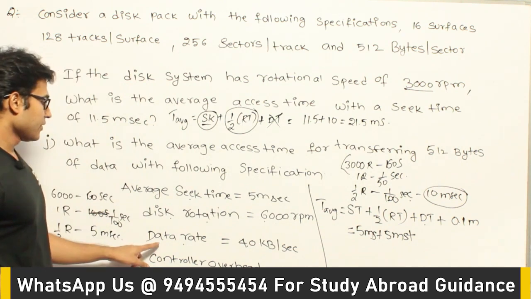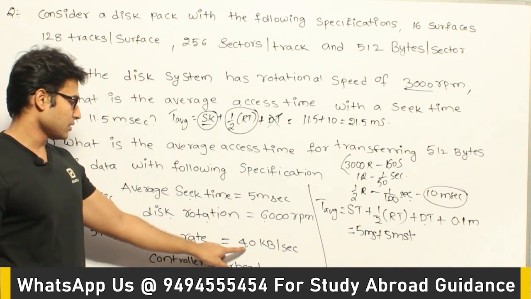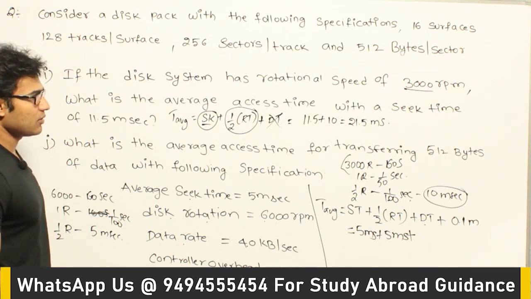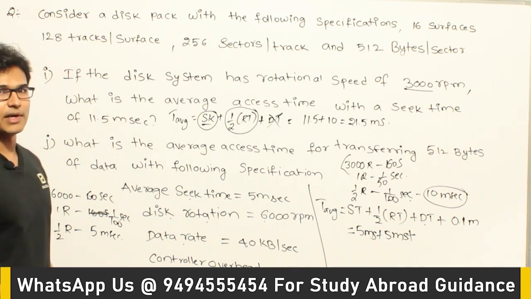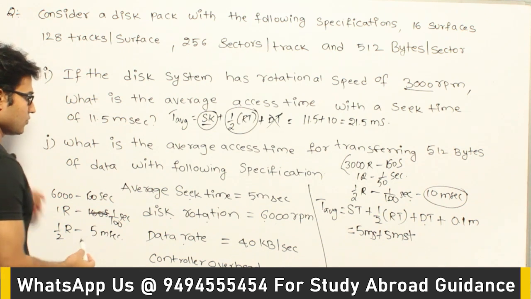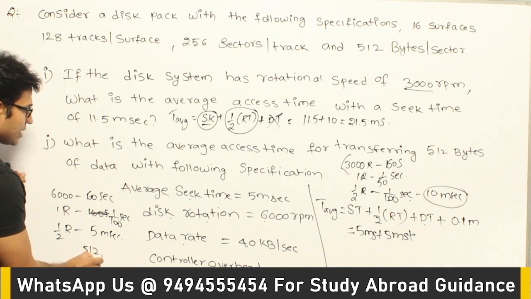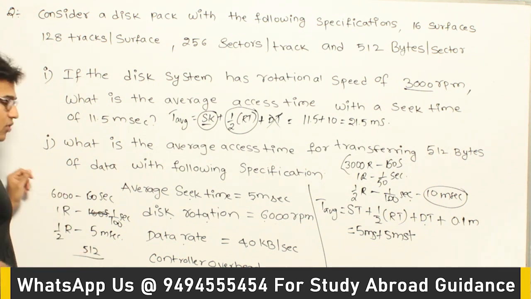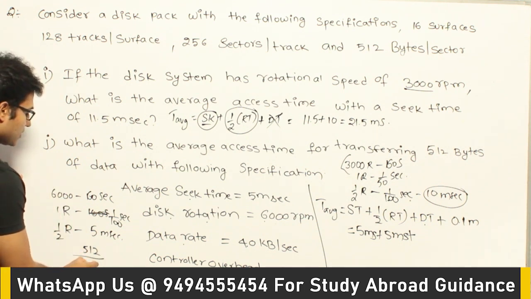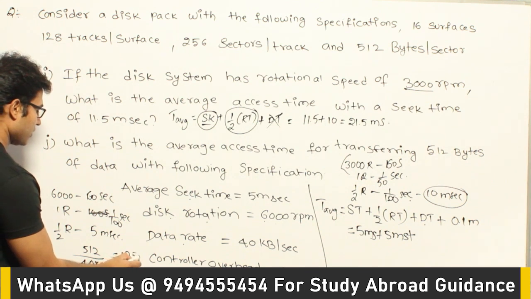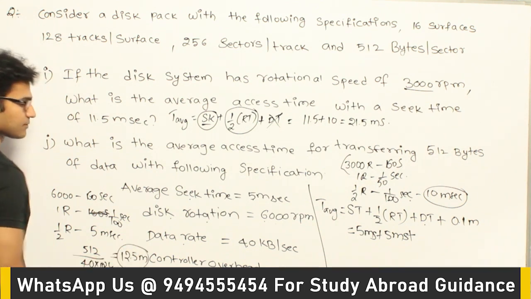Now if you see this, the rate at which we can transfer the data is 40 kilobytes per second, and the total amount of data I need to transfer is 512 bytes. Then what is the time taken? So for that you have to find out the data, which is 512 divided by the rate at which we are transferring, 40 kb. So 40 kb means 40 into 1024, right? So if you calculate it, you are going to get it as 12.5 milliseconds.